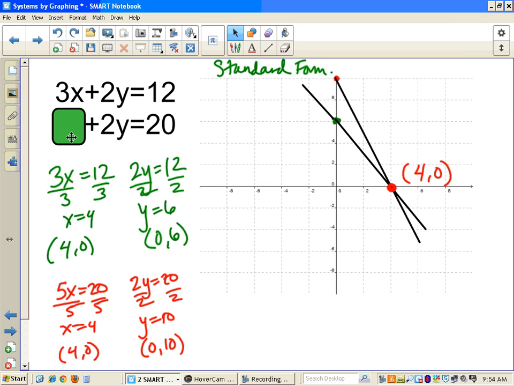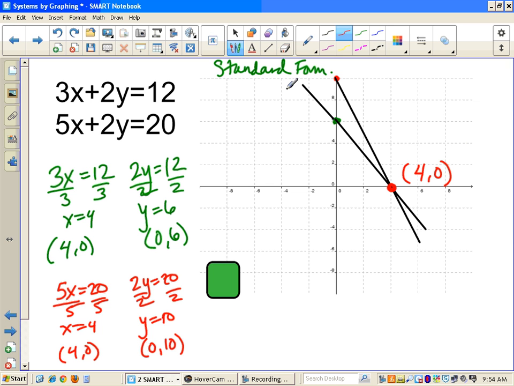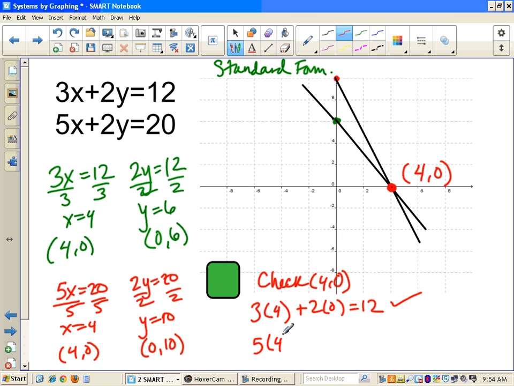I might want to just do it sort of verbally, or I can do it, well, let's do it. Check 4, comma 0. So is 3 times 4 plus 2 times 0 equal to 12? Well, you can just see that. 3 times 4, yeah, that's going to work. If we check the other one, is 5 times 4 plus 2 times 0 equal to 20? Yeah, because 5 times 4 is 20, so that works.